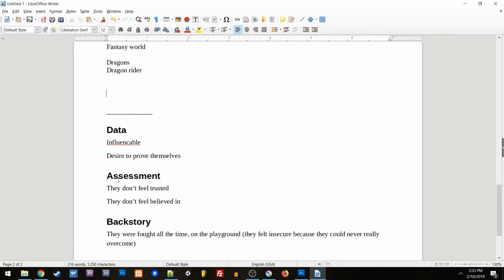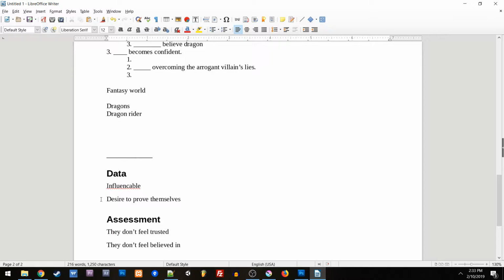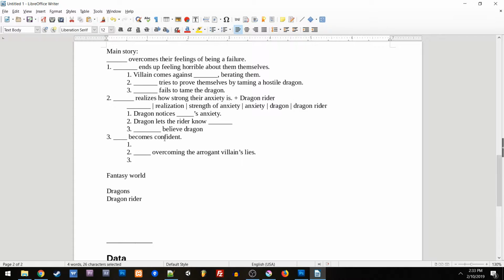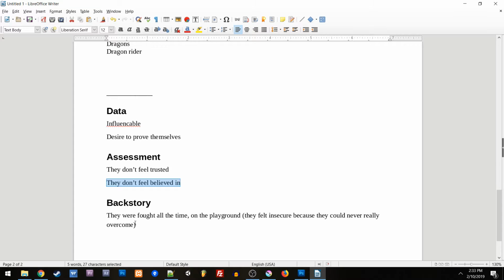Seeing that they have a desire to prove themselves can help us figure out why they would feel so anxious and what else needs to be in place. Of course, there are multiple reasons why somebody might feel horrible about themselves and try to prove themselves, but if they desire to prove themselves and they don't feel believed in, this gives us a direction for the rest of the story.